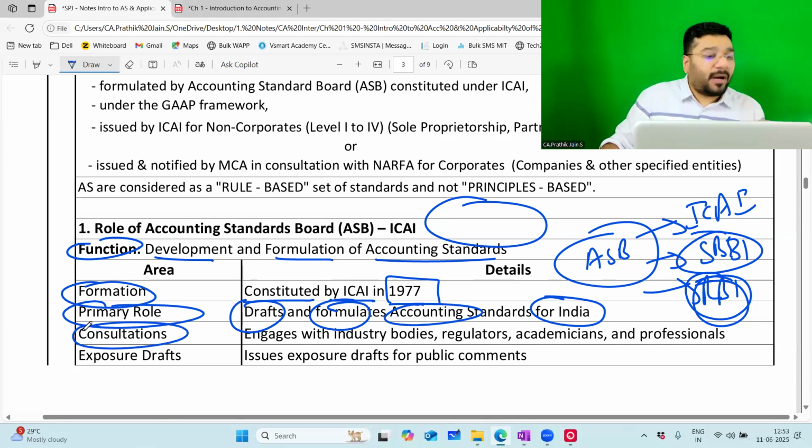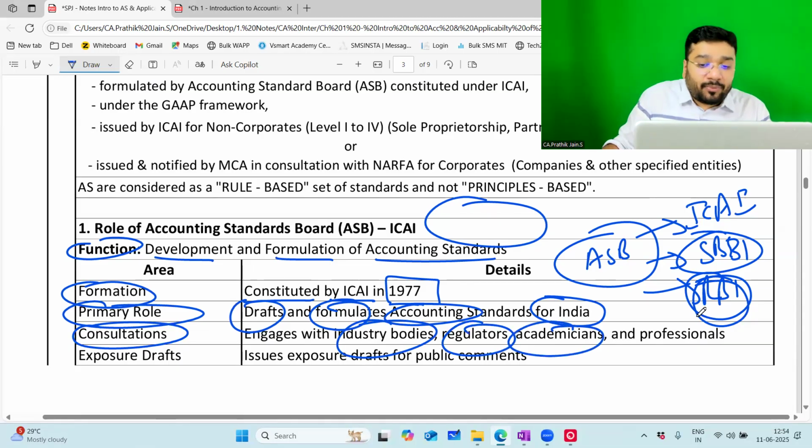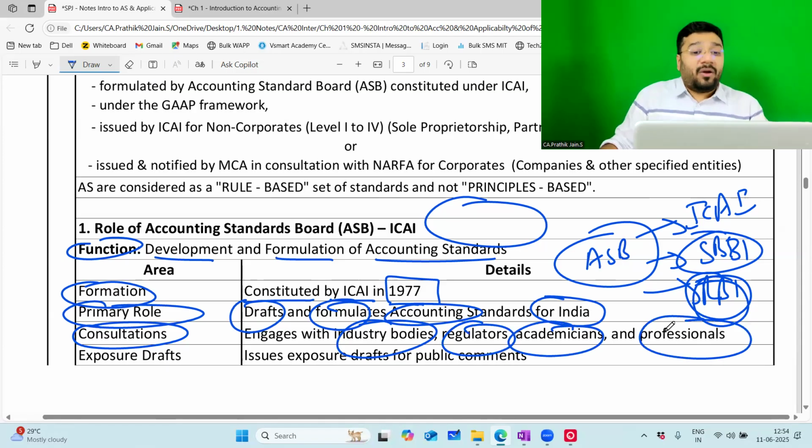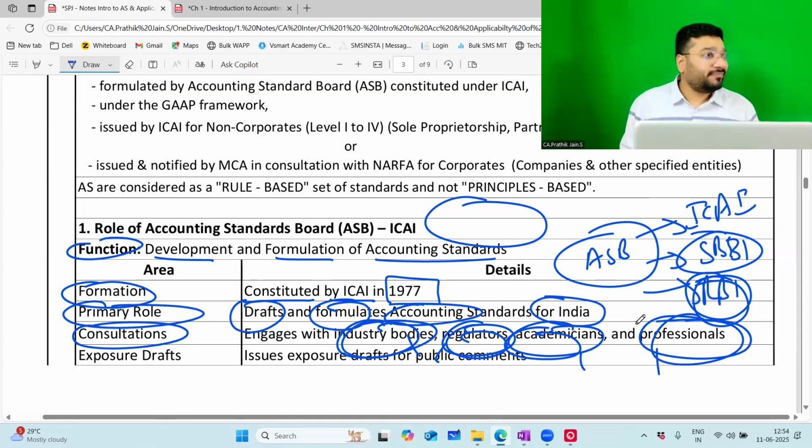Consultation. So who were all part of this? People from industry bodies, regulators, academicians, professionals. So we had one member coming from each domain, becoming part of ASB. And whatever standards ASB developed, we just did not implement that. We also took an opinion from other members of the industry bodies, regulators, academicians, and professionals to take their input. That step-by-step procedure I'll discuss in a while.